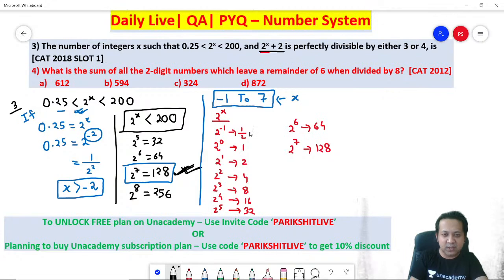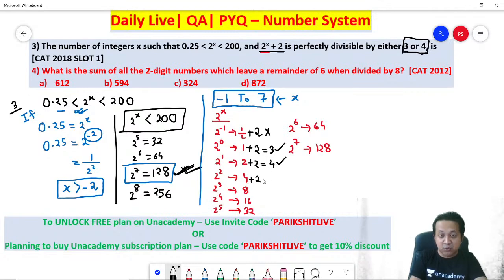So can you do a plus 2 here? If you do plus 2, will this be divisible by 3 or 4? Remember, it needs to be divisible by 3 or 4. Definitely 1 by 2 plus 2 is not divisible by 3 or 4. What happens if you do plus 2 to 1? You get 3. Is 3 divisible by 3? Absolutely. Next, 2 plus 2 is 4. Is 4 divisible by 4? Absolutely. Next, 4 plus 2 is 6. Is 6 divisible by 3 or 4? Yes, it is divisible by 3.